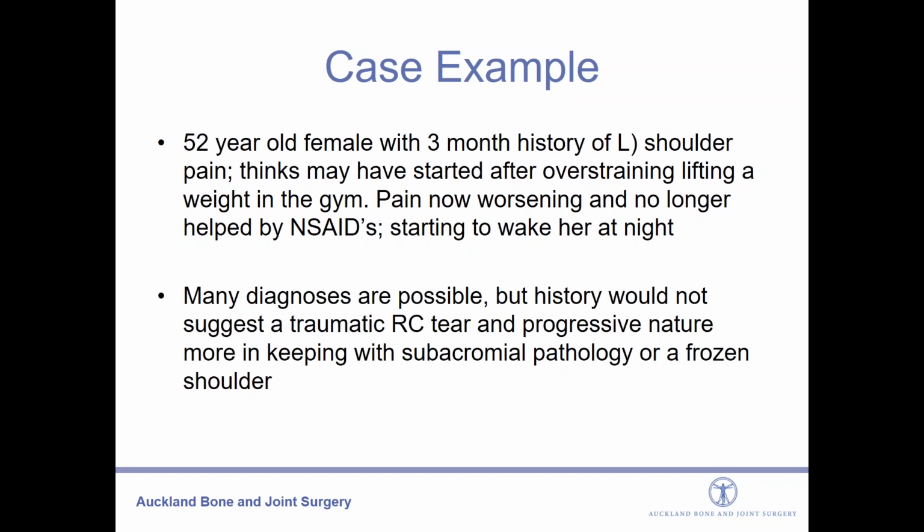The progressive worsening would be more in keeping with either worsening subacromial pathology such as bursitis and persistent impingement, or perhaps a frozen shoulder. And this is where a careful examination, particularly of range of motion, will often help you identify a cause even before you've thought about doing any imaging.